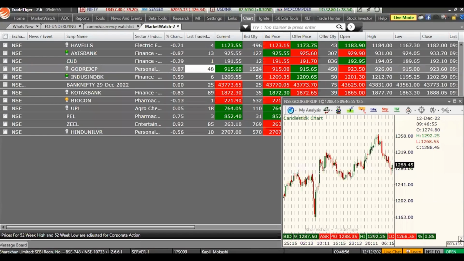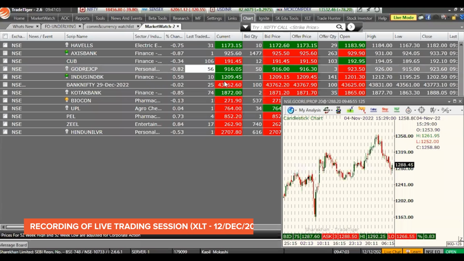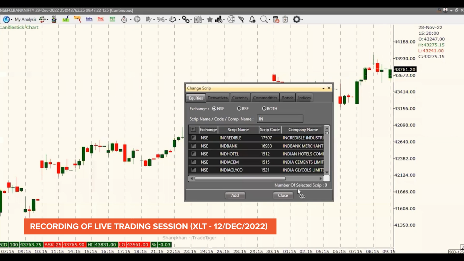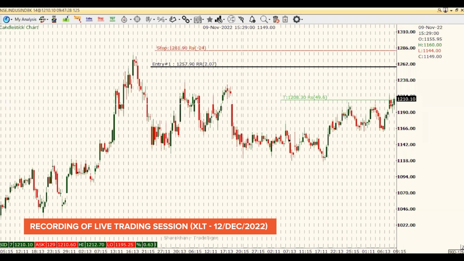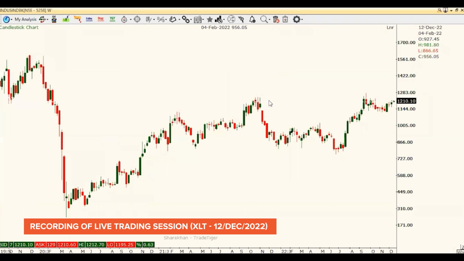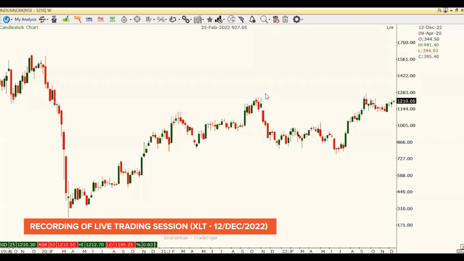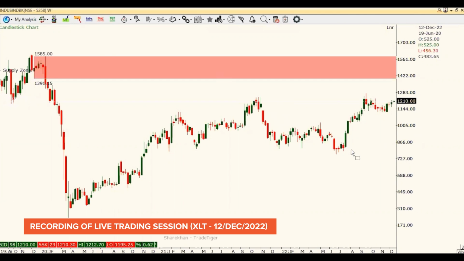Then I have IndusInd Bank. It is a set and forget trade. So if I go to IndusInd Bank, can I say weekly? As of now, it is in equilibrium, but remember my trade is not planned right now. So this is my closest and fresh supply, and this is my closest and fresh demand.